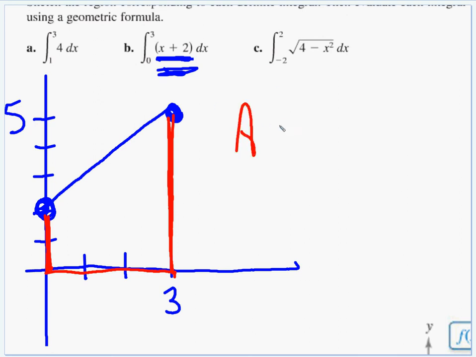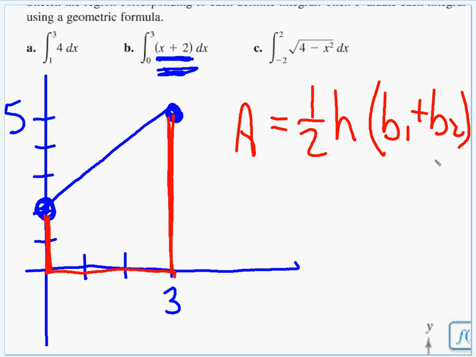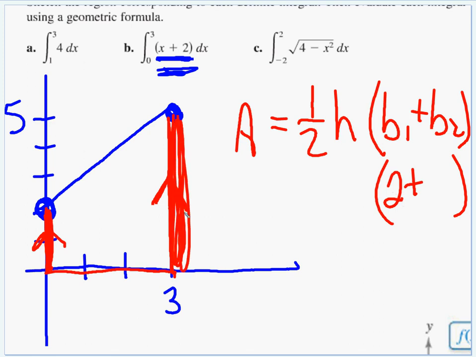The area of a trapezoid is 1/2 the height times the sum of the bases, base 1 plus base 2. Remember now, the bases are the parallel sides. So here, these red sides are the parallel sides. These are the bases. So this base, the shorter one, that's a height of 2, plus this base, height of 5. We already figured that out.